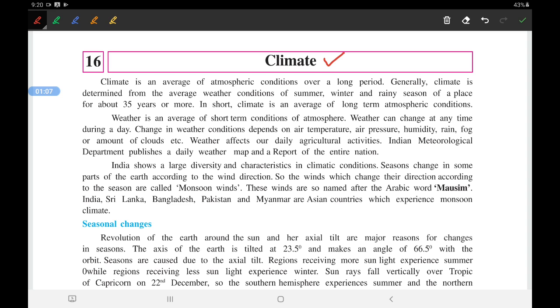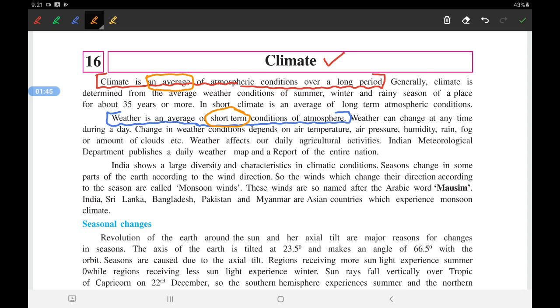So let us start. Climate, see now what can be the definition of it? Climate is an average atmospheric condition over a long period. Okay, now climate and weather, understand these two words. Now weather, see weather is an average of short term condition of atmosphere. Okay, now here the word short term and here the word average is important.